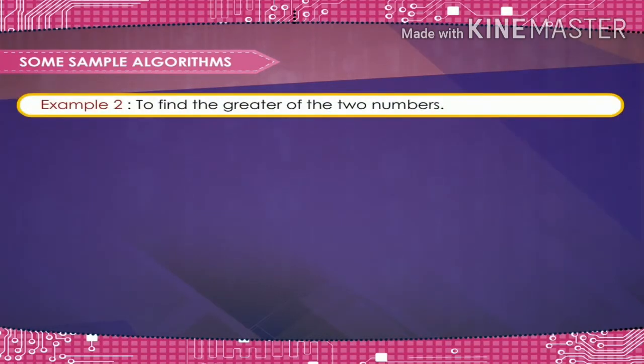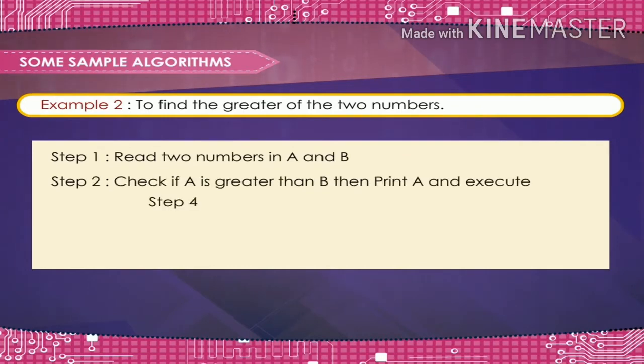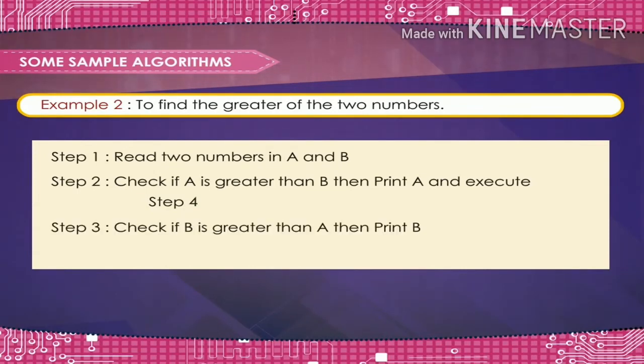Example 2. To find the greater of the two numbers. Step 1. Read two numbers in A and B. Step 2. Check if A is greater than B, then print A and execute step 4. Step 3. Check if B is greater than A, then print B. Step 4. Stop.